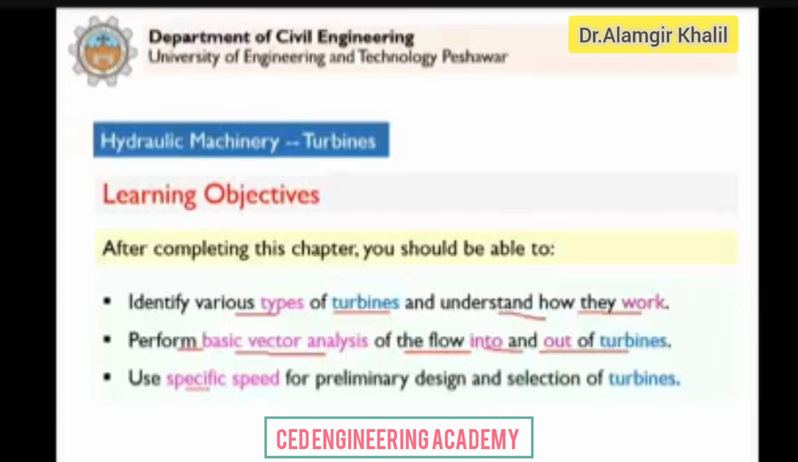You will also be able to use specific speed for preliminary design and selection of turbines. We studied about the specific speed in the previous lecture. The same concept applies for turbines, and using this concept we can do the preliminary design and selection of turbines because it tells us about the type of turbine. So after completing this chapter, you should be able to understand and answer all these questions related to these various topics.